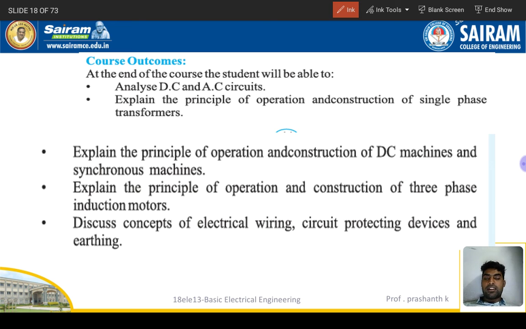One thing I'll tell you, for your competitive examinations, for your next higher level examinations, even for placements, any companies, they will definitely ask three questions from the basic electrical topics. That's why they have kept this subject. So I'll tell you why they keep three or three to four questions.